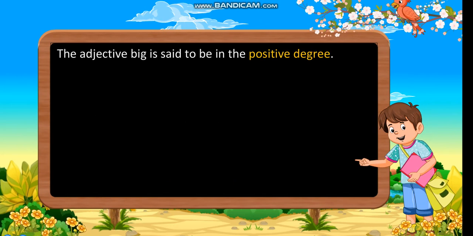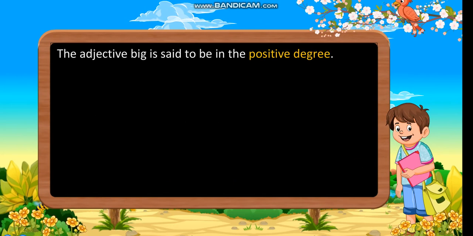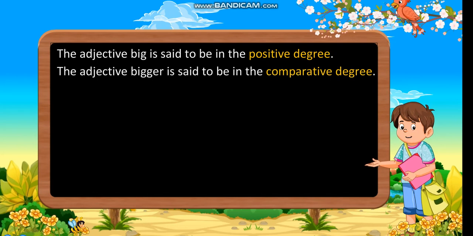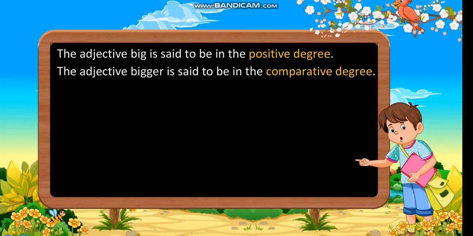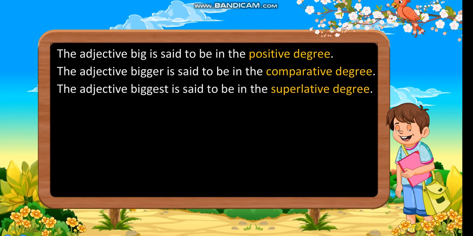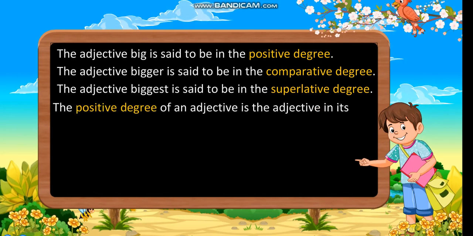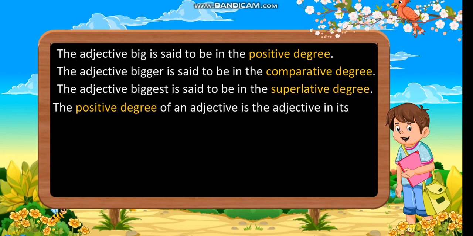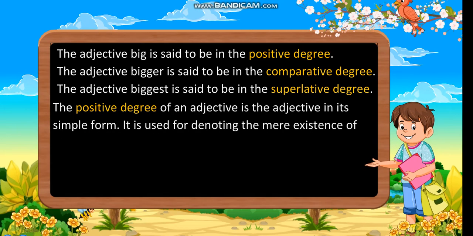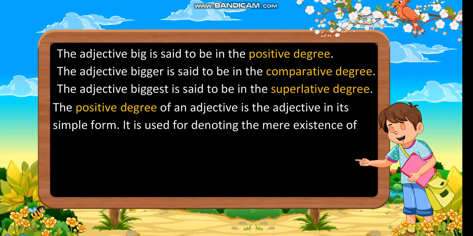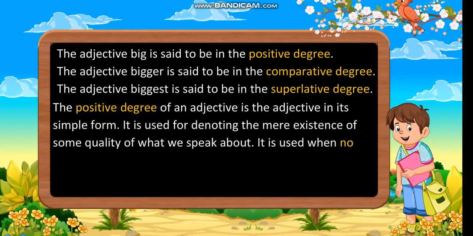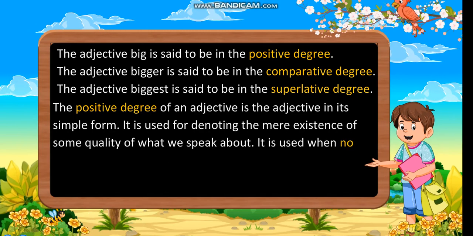The adjective big is said to be in the positive degree. The adjective bigger is said to be in the comparative degree. The adjective biggest is said to be in the superlative degree. The positive degree of an adjective is the adjective in its simple form. It is used for denoting the mere existence of some quality of what we speak about.